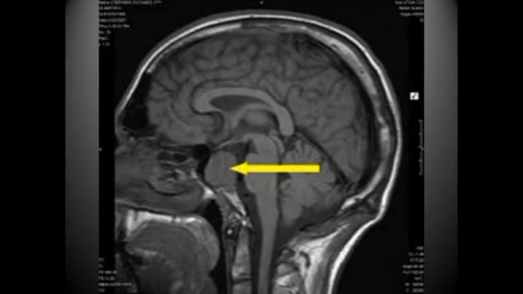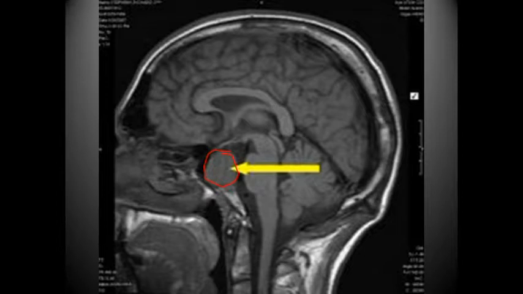If you'll notice here, we are looking at the structure where the arrow is pointed, and based on the location, this would be where the pituitary gland is situated. And this is a very much enlarged pituitary gland, which can be causing tremendous amounts of effects to the patient. So this is what we're visualizing.